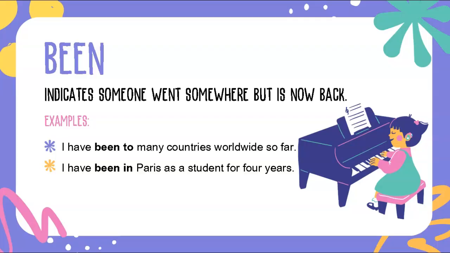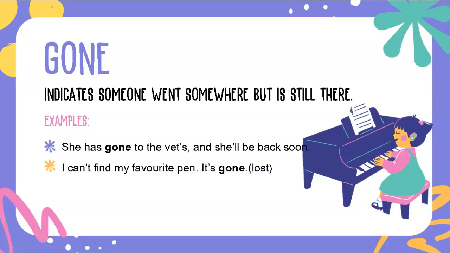I went to Spain, I went to Italy, I went to Romania, I went to many different countries, and now I have come back. Or you say, I've been in Paris as a student for 4 years, and your 4-year time period has ended, and now you're back to Turkey. But if you're using gone, there's a difference. Gone means that someone went somewhere but hasn't returned yet and is still there.